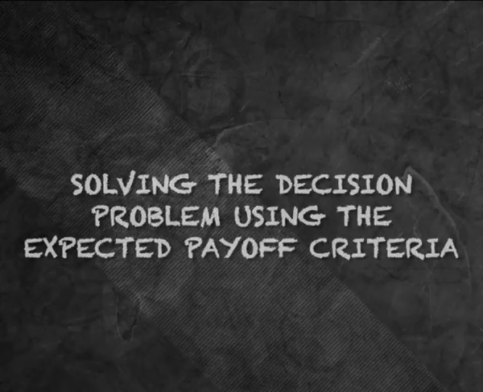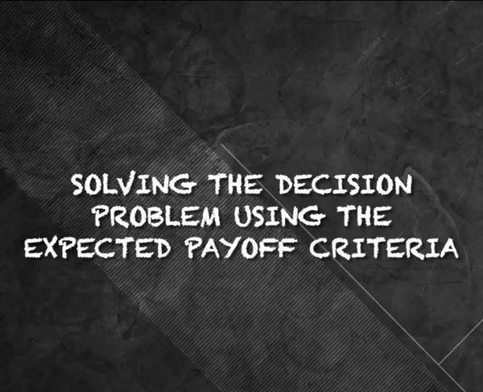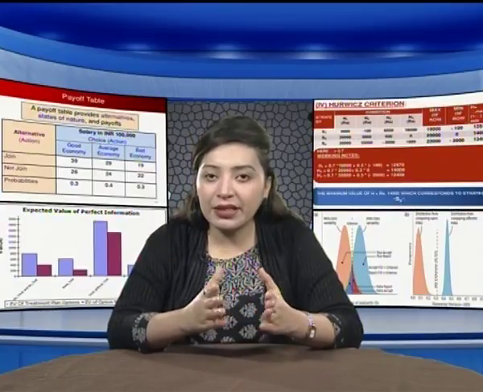Now, we will see the next topic, that is solving the decision problem using the expected payoff criteria. We have already seen how to structure a decision problem by constructing a payoff table. Opportunity loss tables are useful in analyzing a problem, but they do not contain enough information to help one make an optimum decision. We now want to find a rule that determines which alternative is best under uncertainty.